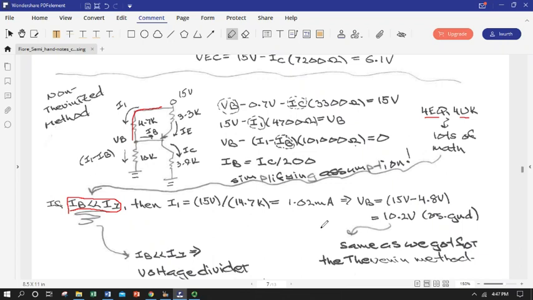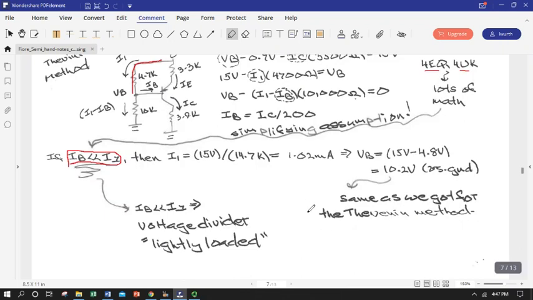So Thevenizing is definitely the way to go in these types of simplified circuit analyses. And of course that assumption was what's called the lightly loaded voltage divider, meaning that the load on the divider, which would be the current flowing from our divider point into the base, was very small, which is reasonable.